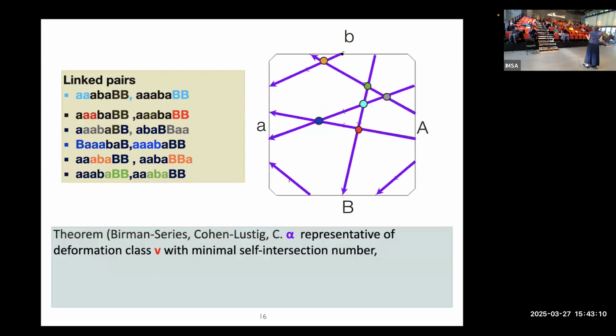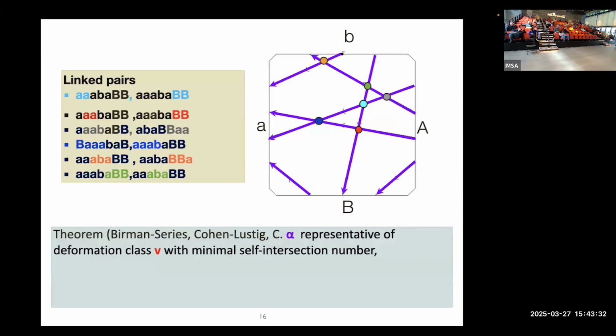So here is the theorem that unfortunately I didn't prove. I thought I did, and I was very happy, but in fact, first Riemann series showed they use this word form to study when a curve is simple. And then Lustig pushed that forward, the same idea, to show intersections.